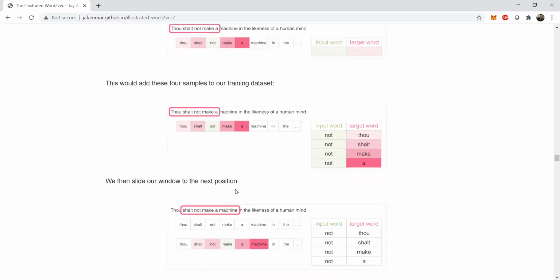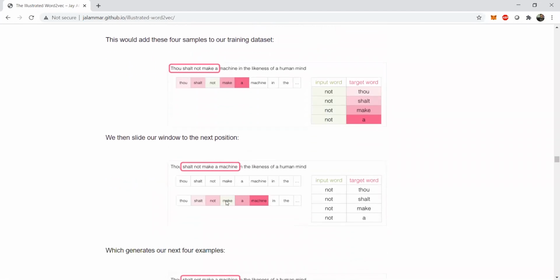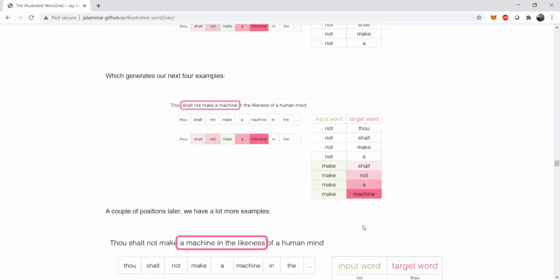When we slide our window to the next position, the next input word is "make" rather than "not", because we are taking the median position as the input word. With "make", we have different target words like "shalt", "not", "a", "machine". So in this combined example, in the first case we have "not" as our central input word and all the words in the window as target words. In the next case, we have the input word as "make", and the surrounding words in the window as our target words.